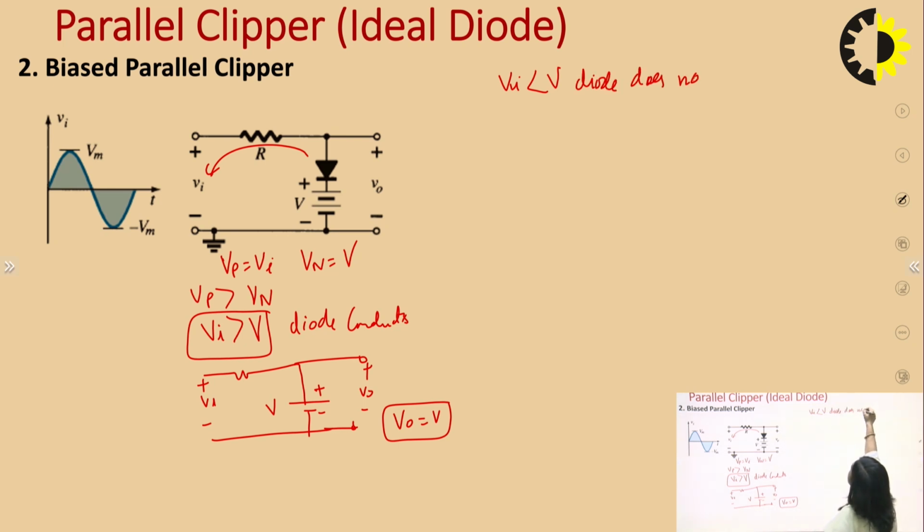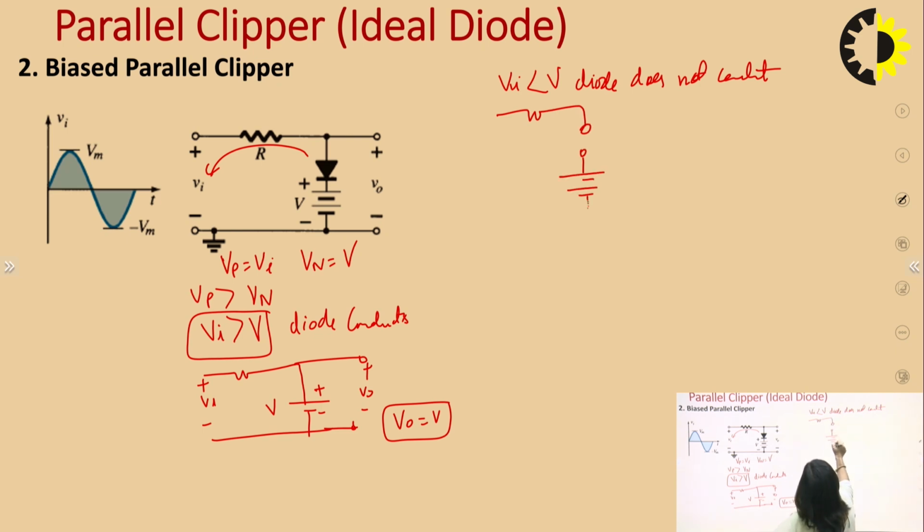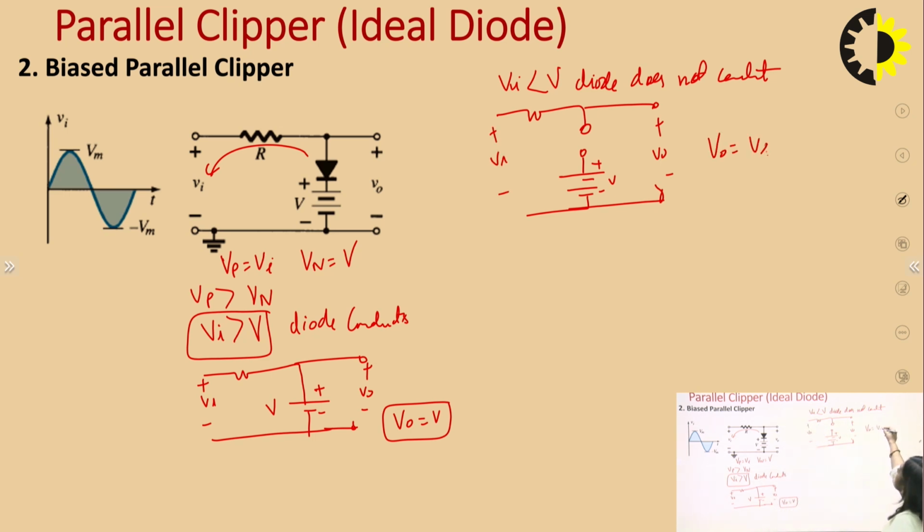not conduct. So the equivalent circuit in this case, now the diode will be open. This is plus minus V, this is V0 plus minus, this is Vi plus minus. So V0 would be equal to Vi.